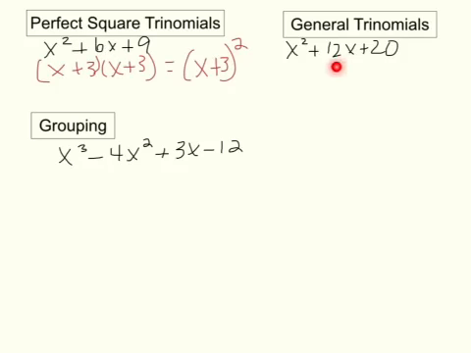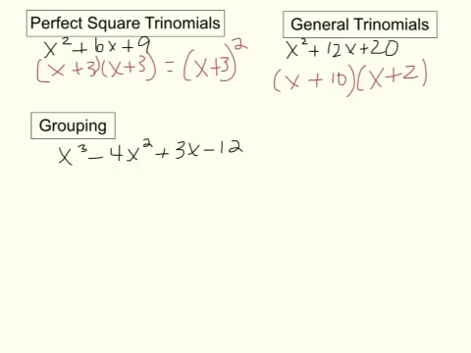You can also just get a general trinomial, which means you have 3 terms, it's a quadratic, and you factor the way we've always factored before. So in this case, you'd have x plus 10 times x plus 2. Because again, this would FOIL back to the original. X squared, 2x and 10x is 12x, 10 times 2 is 20.